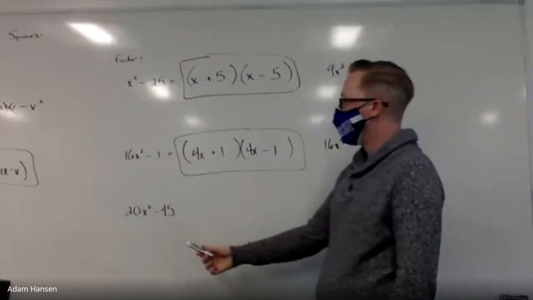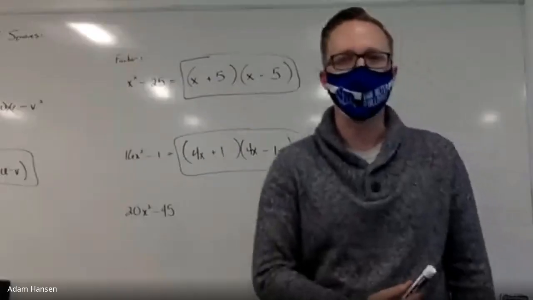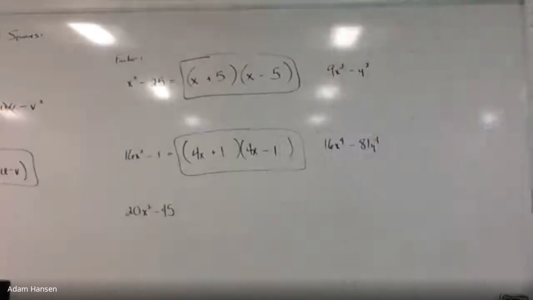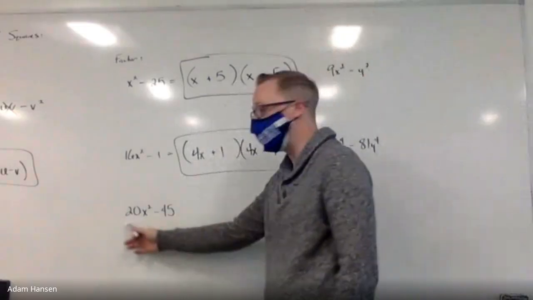How about 20x squared minus 45, with the subtraction sign in the middle? Are 20 and 45 perfect squares? No. There's no whole number times itself that makes either 45 or 20. So how are we going to factor this? They're not perfect squares right now. I can't use difference of squares yet. Is there something else I could factor out first? 20 does not divide into 45. It's got to divide into both. I want to factor it out. It's got to be a GCF. 5. John, you said 5. Does 5 divide into 20 and 45?